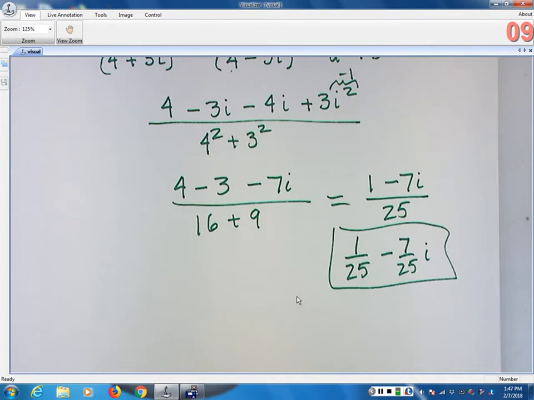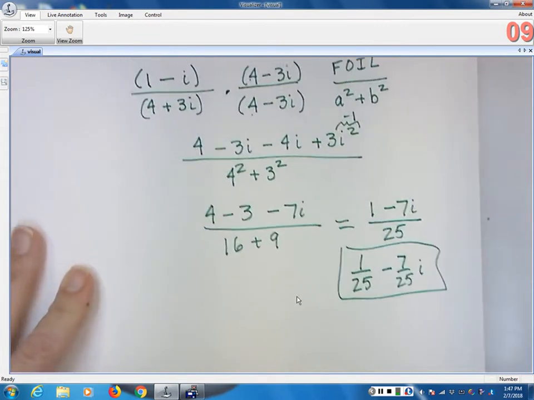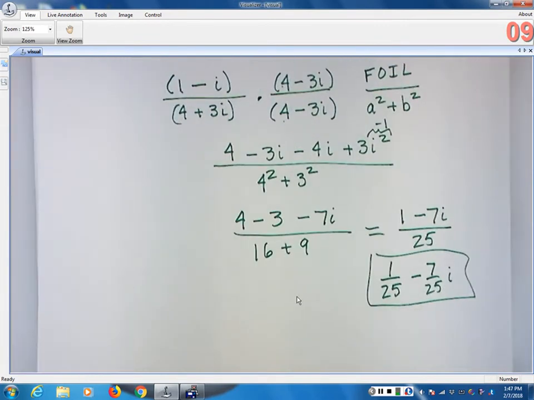That's just an example. That's the hardest thing about complex numbers, probably dividing. I mean, there's other tricky parts, I guess, but anyway, that's complex numbers. An example of dividing conjugates.